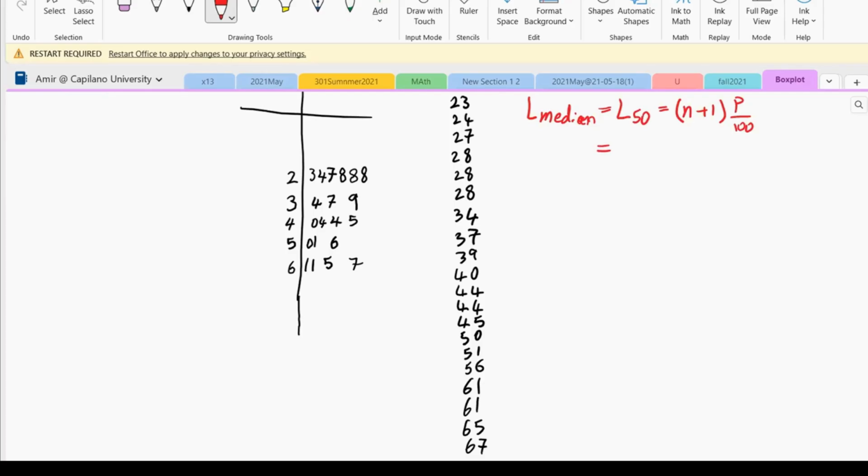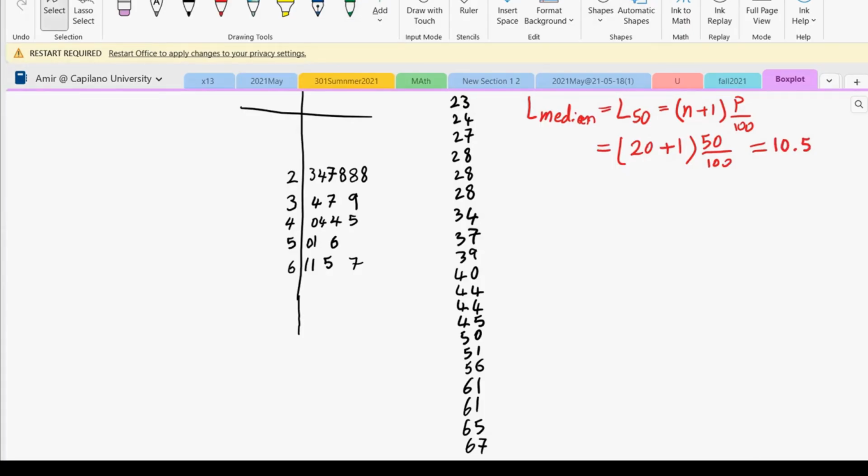Now, how many numbers do we have? 20. Okay, so we have 20 numbers plus 1 multiplied by 50 because we want 50% to be less than it. So that P is the percentage that we want to be less than that location. And now please help me. 10.5. Very good. So our median is between the 10th observation and the 11th observation.